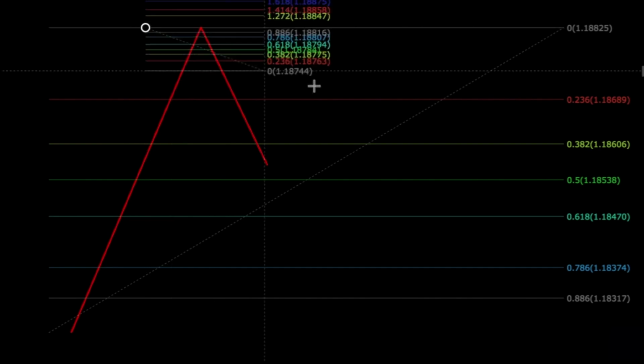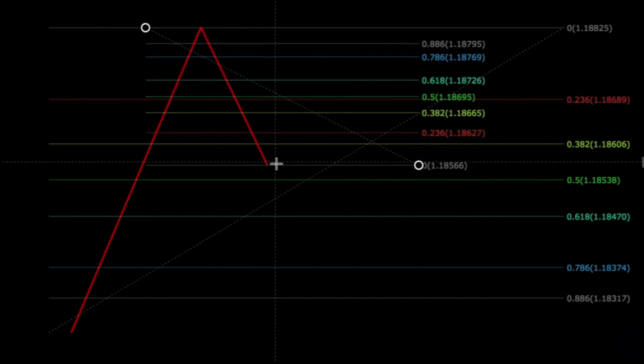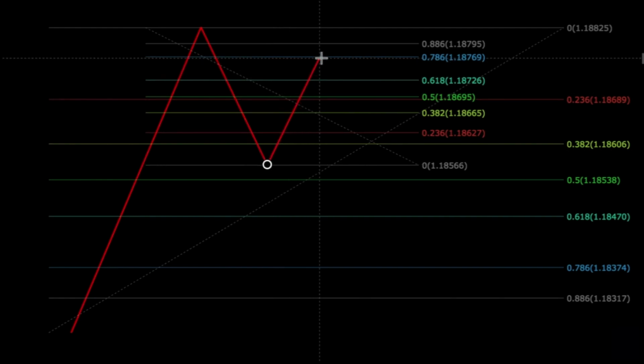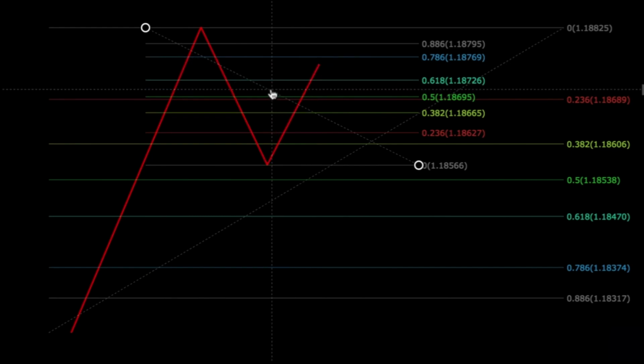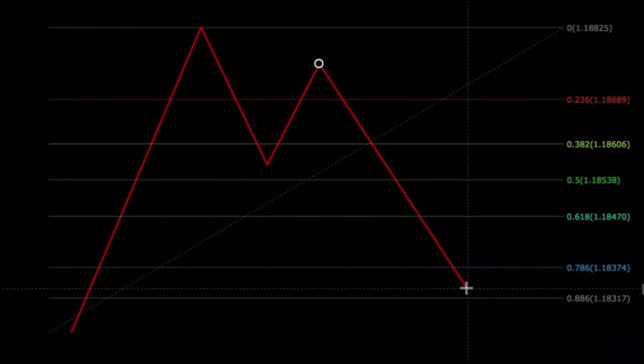We then draw another fib from high to low, A to B. We then must breach the 618, but cannot breach the 786. That is your B to C leg. We'll delete that fib just so it's a little bit clearer. And then the next move, C to D, we must hit the 786, but we can't breach the 886. Clear lines here, guys, hence why I've redone this.